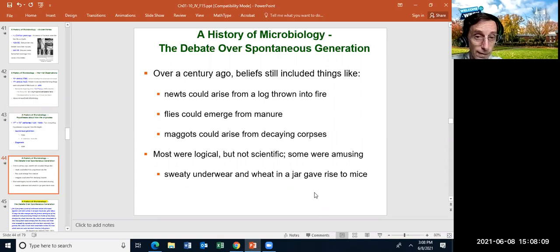Some were even amusing. Like someone wrote up that if you put sweaty underwear in a jar of wheat, it spontaneously gave rise to mice. Okay? And nobody's smiling or laughing at that. What happened was the mice went into the jar to get the wheat, and then the mice couldn't climb out of the jar, and that's why they found mice in the jar. The sweaty underwear, I have no idea why that was necessary.